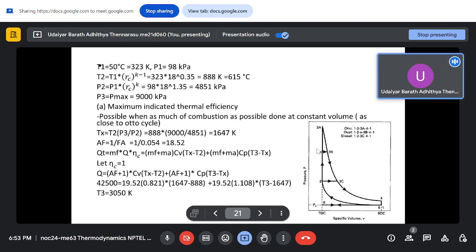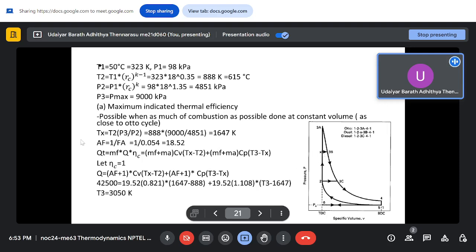So we find the temperature Tx at state x, where the pressure corresponds to 9000 kilopascal. We know T2. Now this is a constant volume process, so P is proportional to T. So Tx by T2 equals P3 by P2. P3 is known, 9000 kilopascal. P2 is 4851 kilopascal. And T2 is known, we have calculated 888 Kelvin. From this you can find Tx as 1647 Kelvin. So this is the temperature at state x.